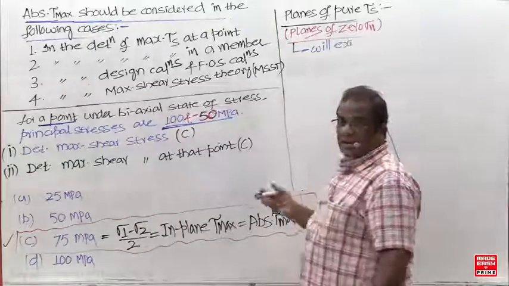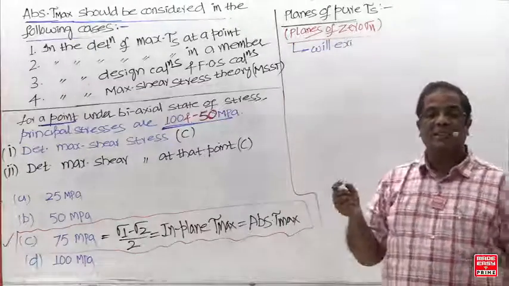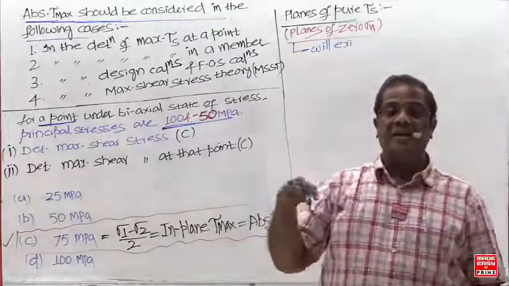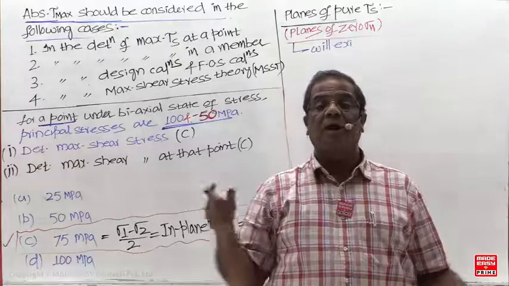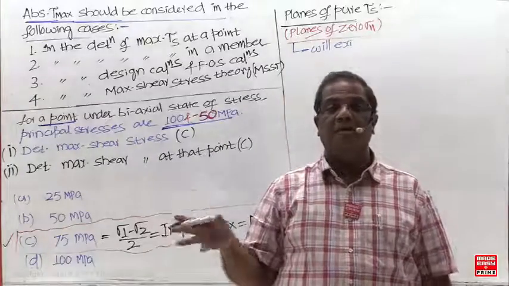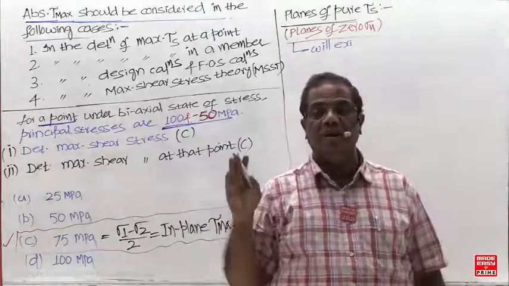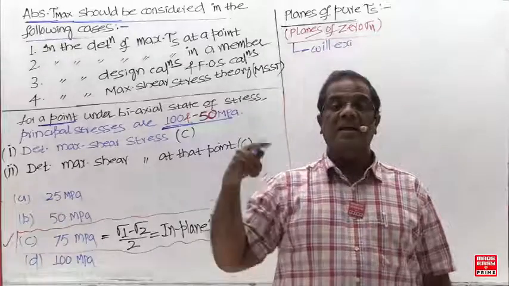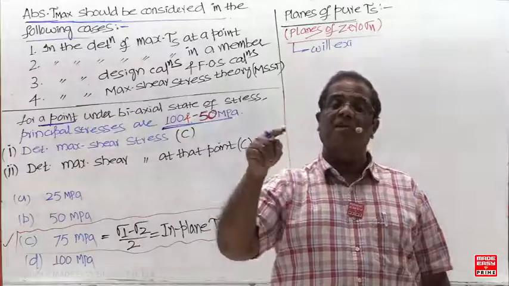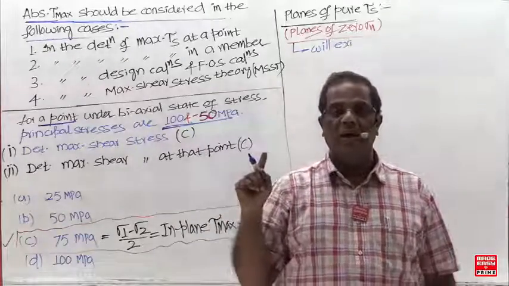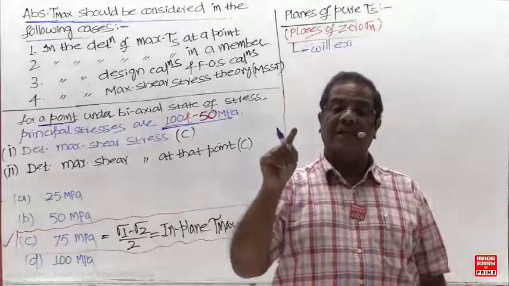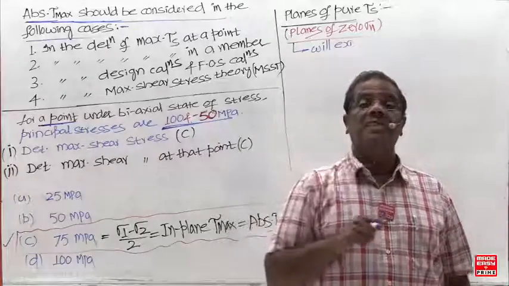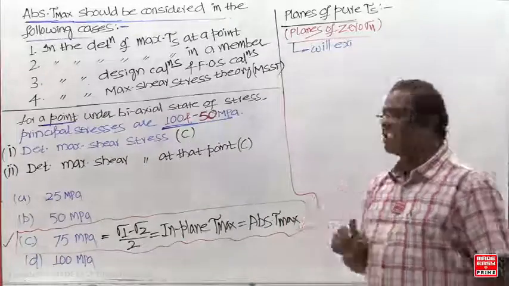Let's also take an example. In a class of 100 students, the highest mark is 90 and the lowest is 10. Then all the students get positive marks; nobody gets 0 or a negative. Suppose the highest is 90 and the lowest is minus 10, then somebody is going to get a 0. So planes of zero normal stress will exist only when the principal stresses are unlike in nature.